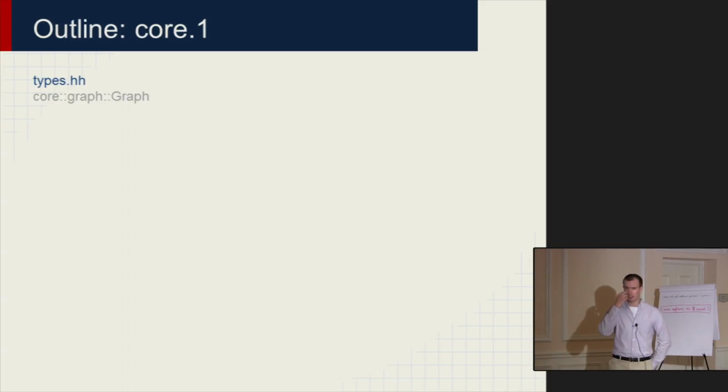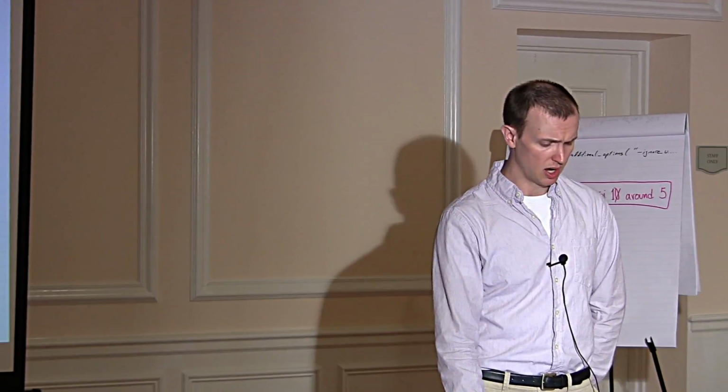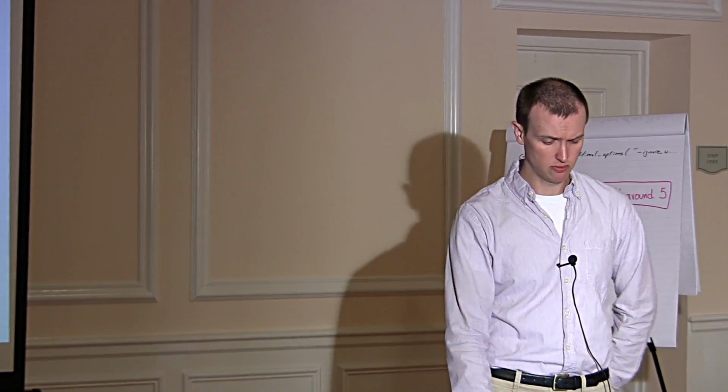Core itself is divided into 5 sub-libraries. From core 1, I'm going to mention only types.hh, which was mentioned yesterday briefly by Rebecca. This is also where the core graph code lives.